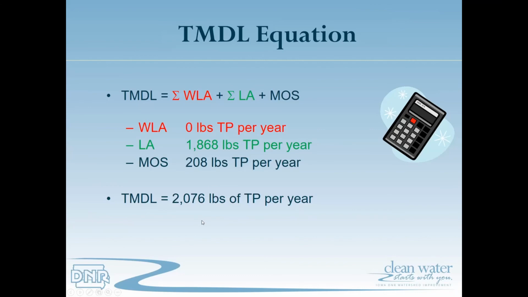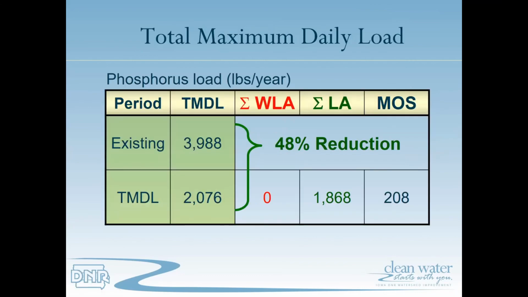Now, if we compare this to what's going on in the lake right now, our existing load of total phosphorus per year is 3,988 pounds of phosphorus. And if we compare that to our TMDL of just over 2,000, we can see that in order to meet those expectations, we're going to have a 48% reduction of phosphorus to the lake. Now that seems like a lot, but compared to other lakes and other systems, this is a highly manageable goal, depending on what happens in the watershed in the future.